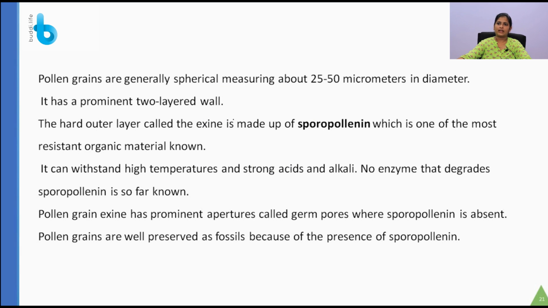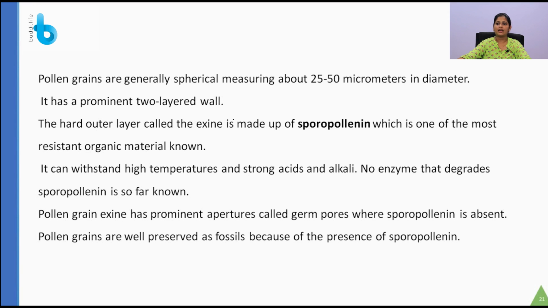So yes, pollen grains are like 25 to 50 micrometers in diameter. It has a prominent two-layered wall. As I said, the outer layer, exine, is very hard and it contains a compound called sporopollenin. As I said, it is the hardest substance and no enzyme is still found on earth to degrade it. Because of this character, the pollen grain is stored as a fossil. It can also withstand high temperatures and strong acids and alkalis.